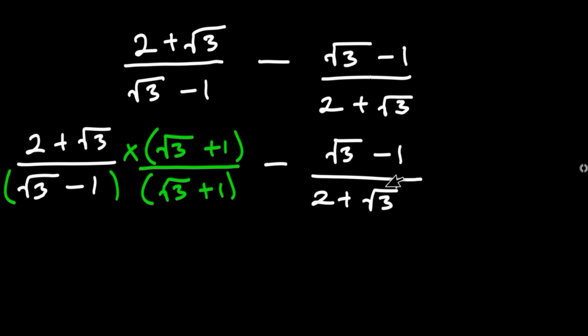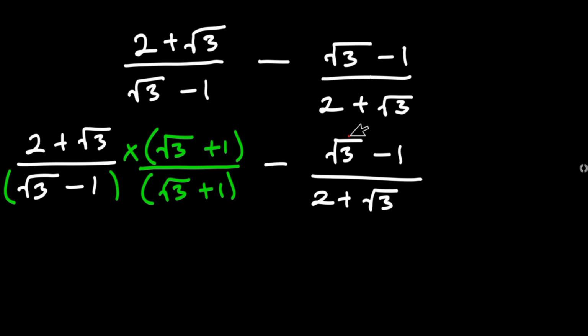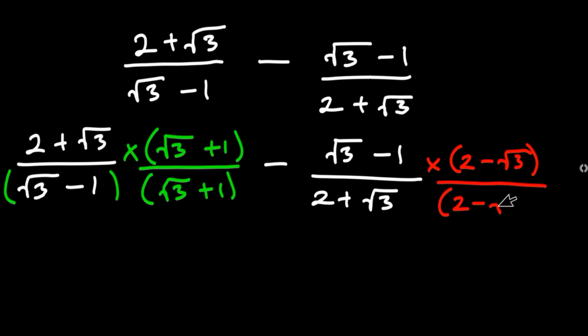And for this fraction also, I'm going to multiply this by the conjugate, which of course is going to be 2 minus square root of 3 divided by the exact same thing, 2 minus square root of 3. And we can go ahead and then simplify what we have right now. Okay, so I'm gonna get my white marker.